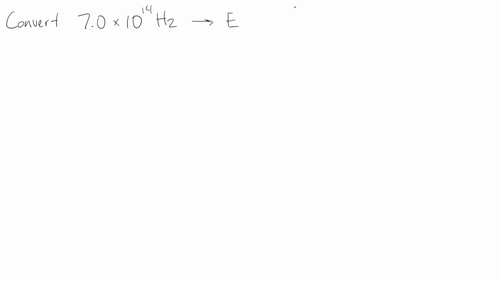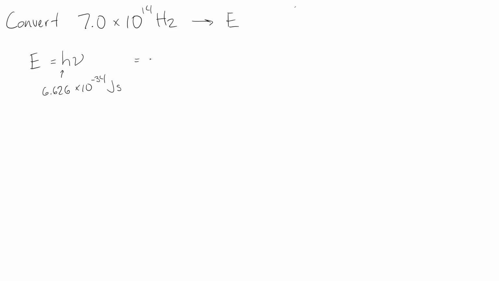Well, we would need the equation: energy is equal to Planck's constant times frequency. In other words, energy is proportional to frequency by Planck's constant. Remember, Planck's constant is 6.626 times 10 to the negative 34th. And again, constants will be provided to you. There's not much that we have to do. We can just plug in the numbers.